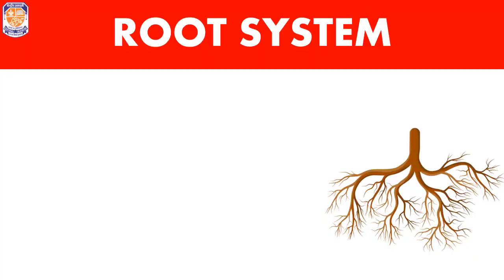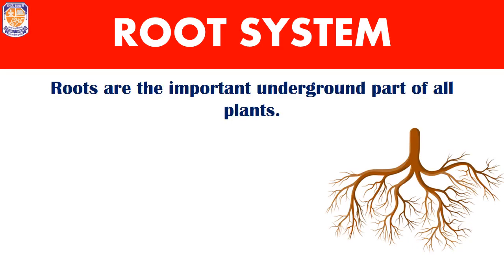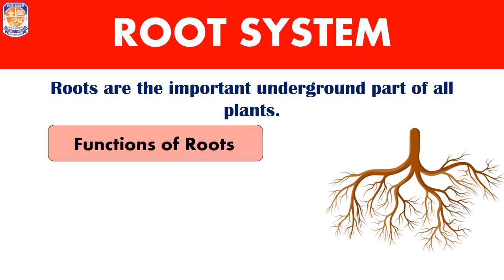Now talking about the root system, roots are the important underground part of all the plants. They help in the absorption of water and minerals from the soil. Now what are the functions of the roots? Why is root important for the plant? What is the main use of the plant? How they help the plant in their growth and how they help the nature?